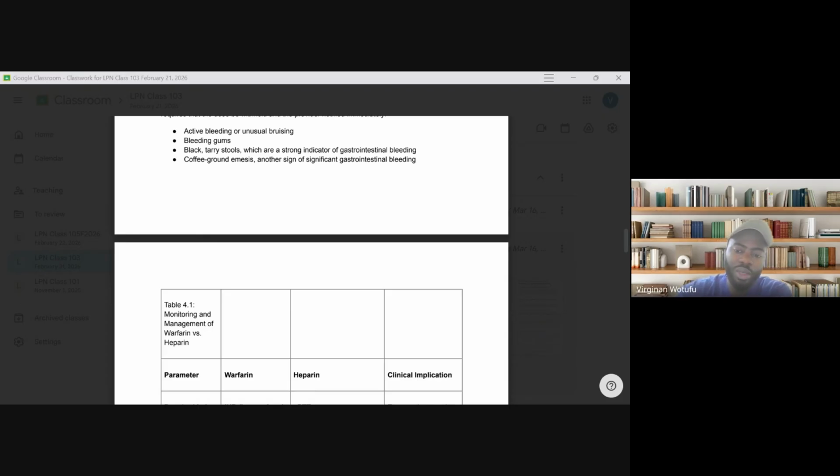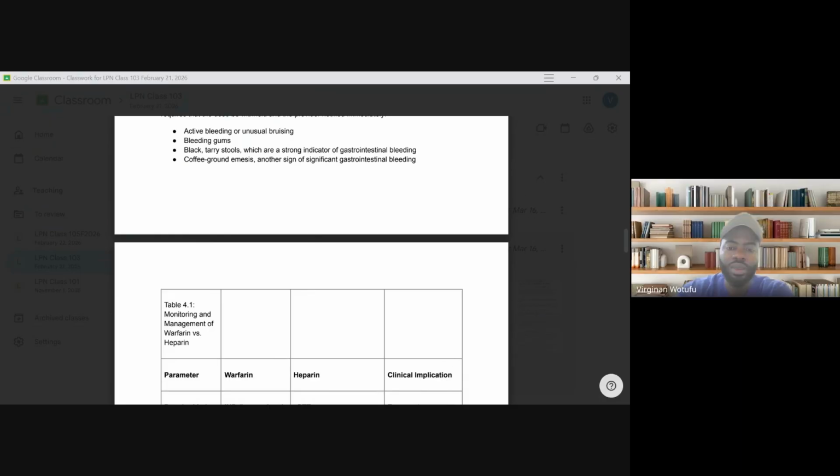Okay, and in administering these medications, you need to always pay attention because when taken with non-steroidal anti-inflammatory drugs and aspirin, what do they do? It can lead to bleeding. You have a risk of bleeding.